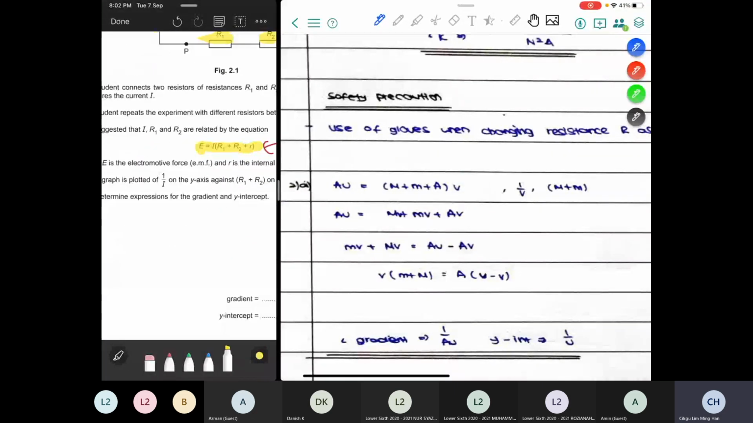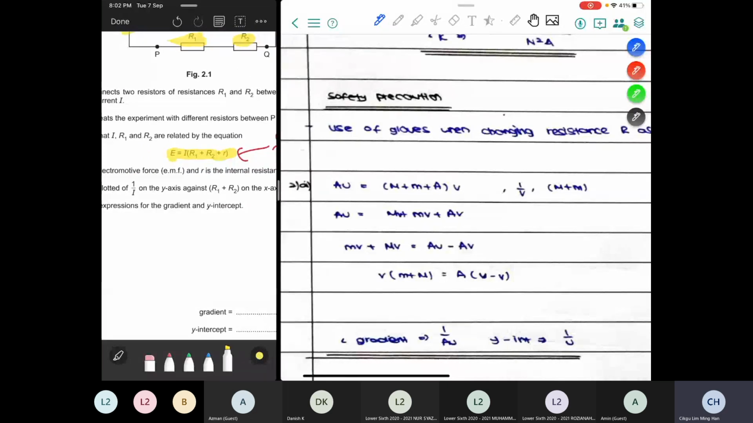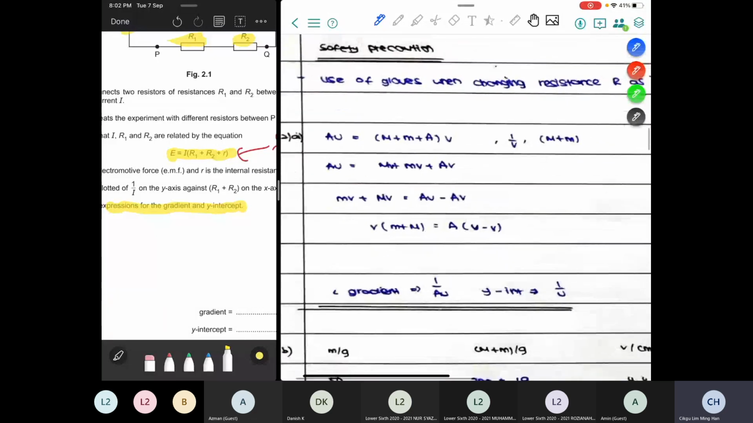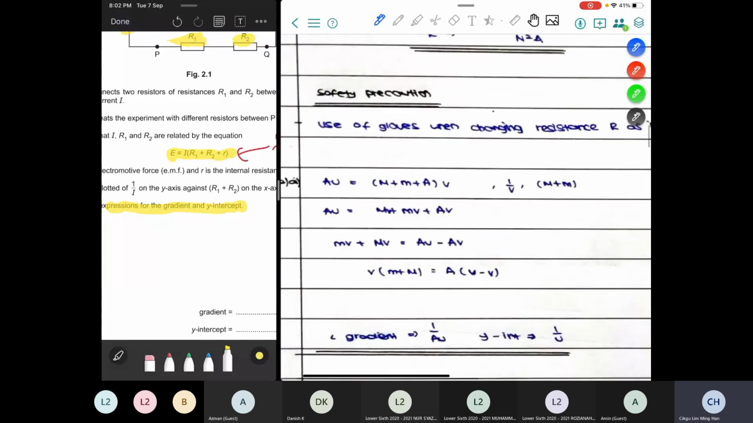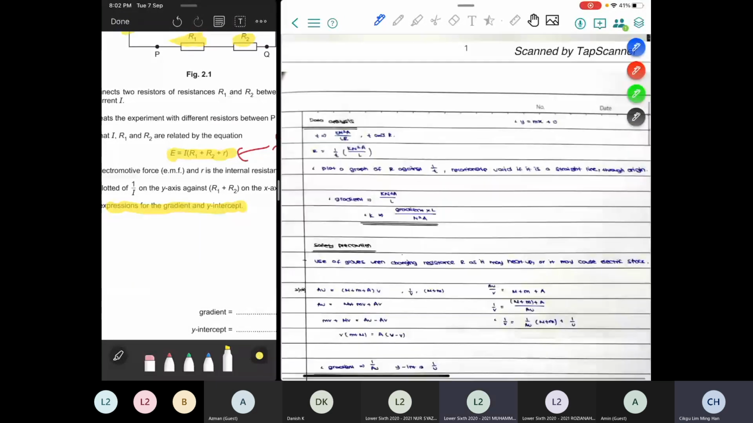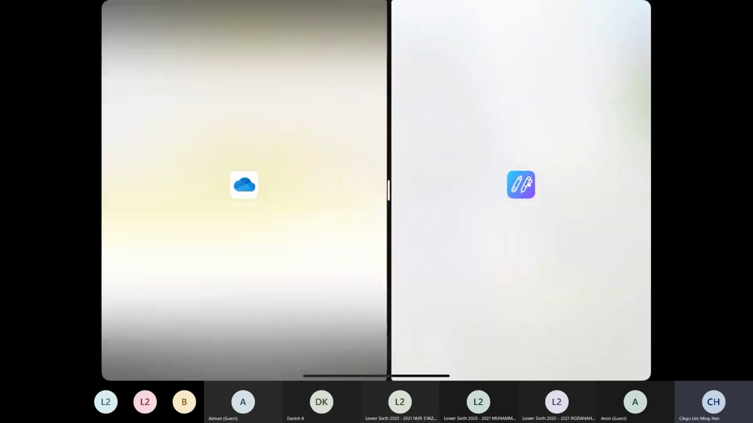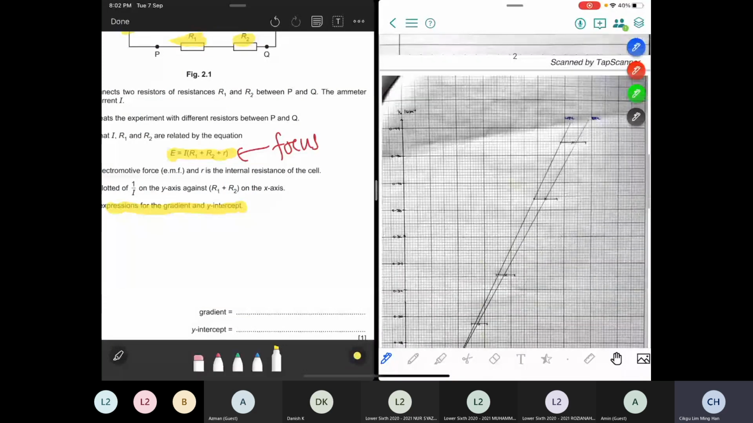The question says, make an expression for the gradient and the y-intercept. So what Ian does here is, am I doing the same correct paper? Seems like the wrong paper. This one is 5-1. Different. How now, we need somebody to send me the paper.